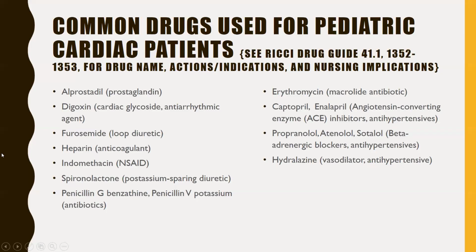Common drugs used for pediatric cardiac patients. You've got drug guide 41.1 on pages 1352 through 1353, and it lays out the medications very nicely for you as well. So you have alprostadil, digoxin, furosemide, heparin, indomethacin, spironolactone, penicillin G, penicillin V, erythromycin, captopril, enalapril, propranolol, atenolol, hydralazine.